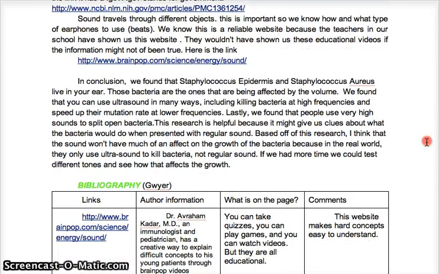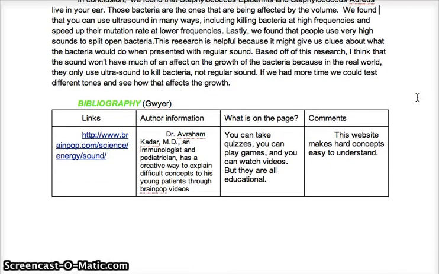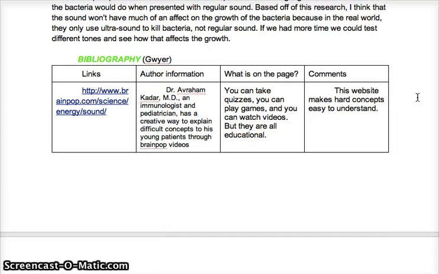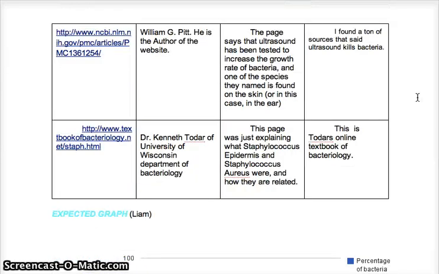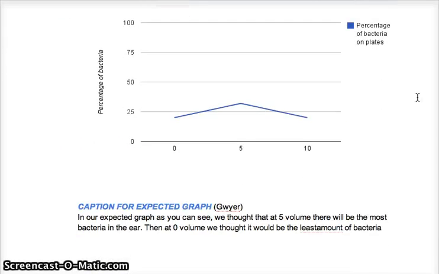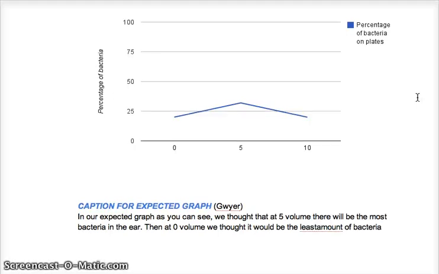And we found that if you use ultrasound on bacteria, it can kill them or it will split them open, and scientists can put DNA in them. So that enhances that. And this is our bibliography, and we got some interesting facts from Brain Pop, from NCBI, and Textbook of Bacteriology. And this is our expected graph. And as you can see in the expected graph, we thought that 5 squares would have more bacteria than 10 or 0.